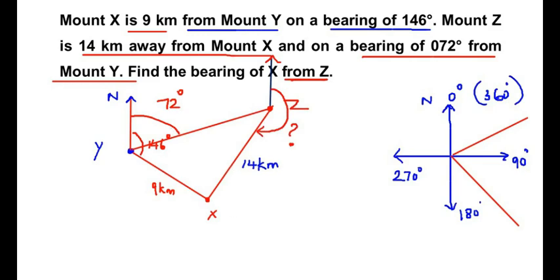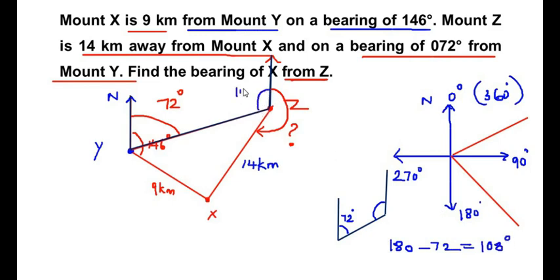Now if we see here, this north line till Y and till Z and again till north point, it's going to make a corresponding angle, as I had explained previously. So here if it is going to be 72 degrees, as we have it over here, this is 72, we can find this angle by taking it as 180 minus 72 degrees. So that is going to be equal to 108 degrees. So we got this angle, which is 108 degrees.